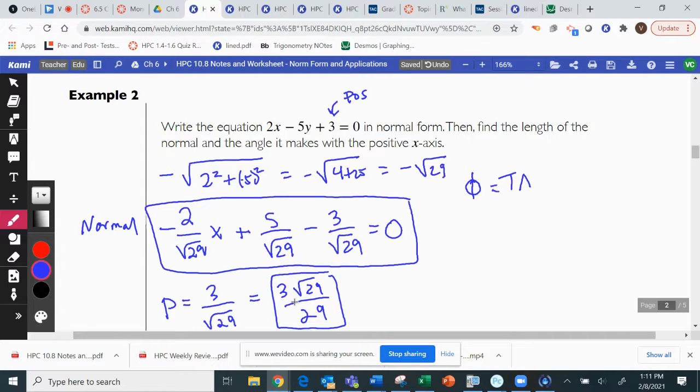The phi is tangent inverse, and we can do b over a. You could also use the normal equation to do like 5 square root of 29 over negative 2 square root of 29. But if they're both over square root of 29, then the square root of 29s will cancel. So just doing the original, sort of, I should say, negative 5 halves.